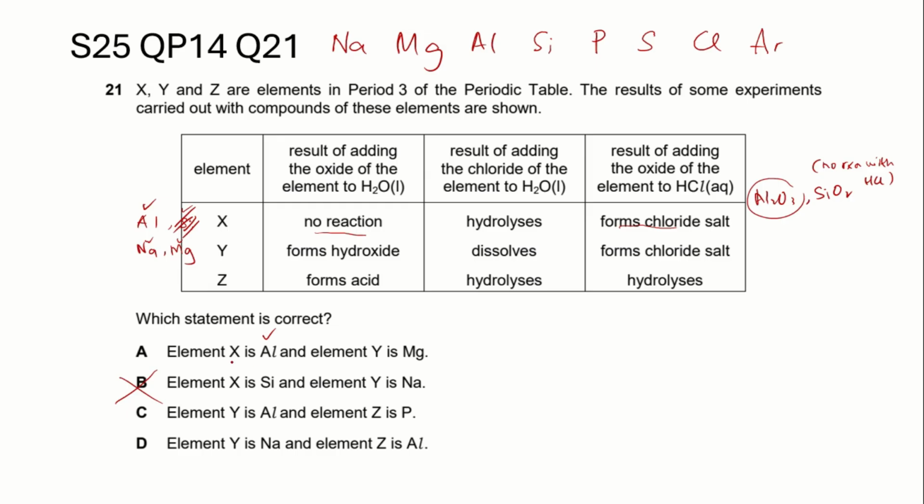Now just now we checked that X is aluminium, which is correct in A, and Y is magnesium, which is also correct. So that means A is our answer. So now let's check C and D. In C, element Y is aluminium, but here we know that Y can only be sodium or magnesium, so this is not correct. C cannot be the answer. So Y is sodium, which is correct.